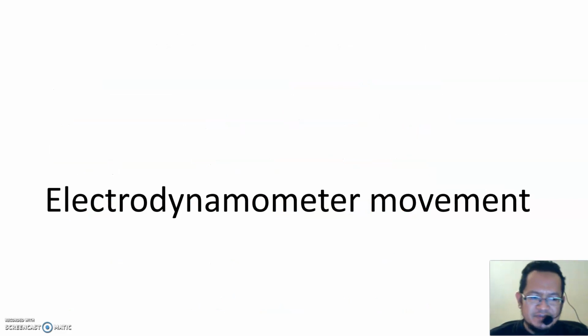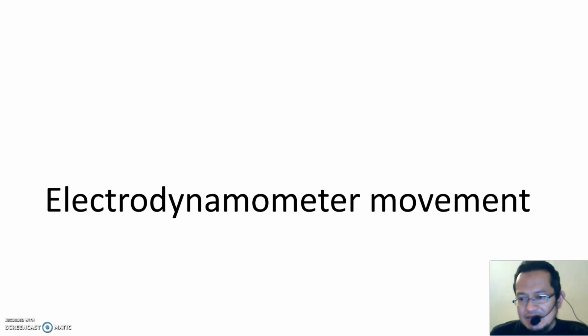meter movement. So far we have learned about the Arsonval or PMMC meter movement. We know that PMMC is very good in measuring DC voltmeter, ammeter, and so on. But if you want to measure AC voltages, you need to attach a rectifier circuit.